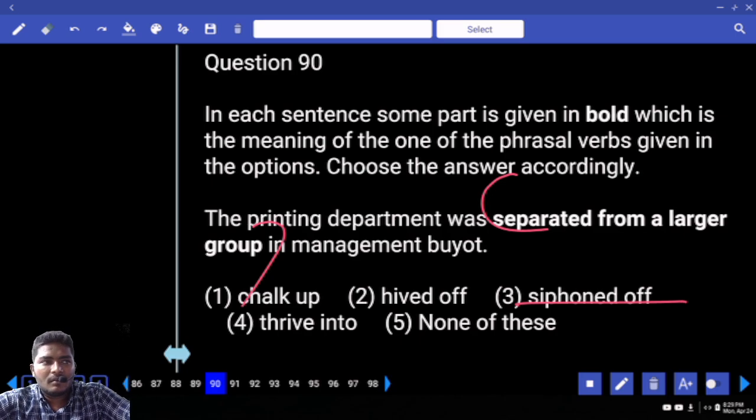Look at the third one. You may not remember it. You need to use it in sentences. What is that? Siphoned off. Siphoned off means illegal transfer of money. It is a negative word.